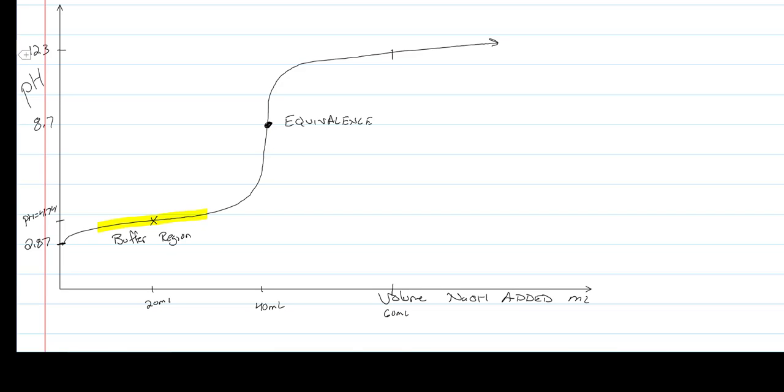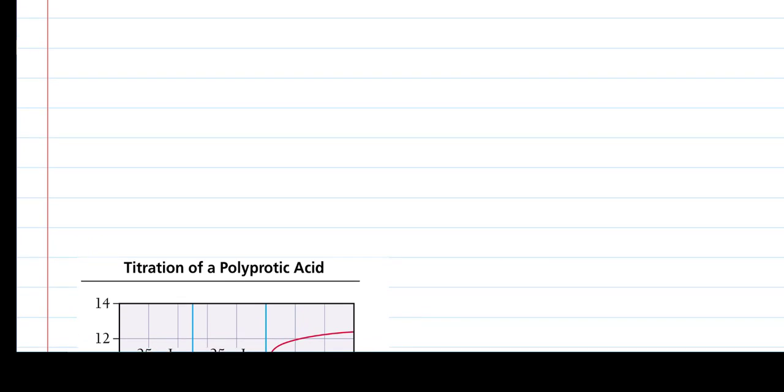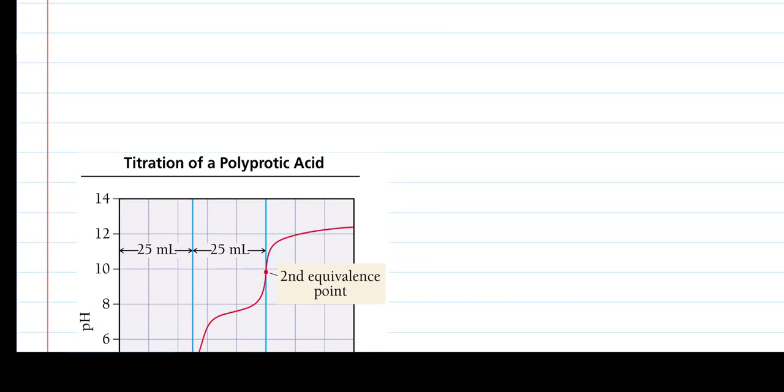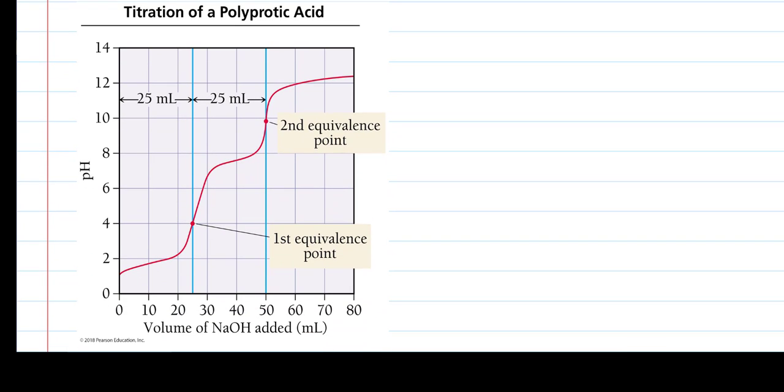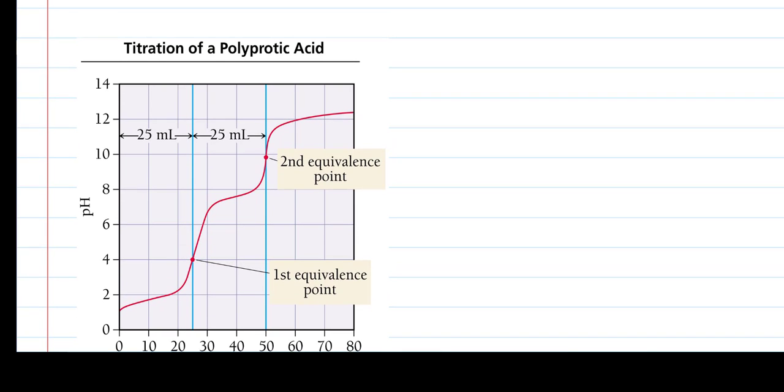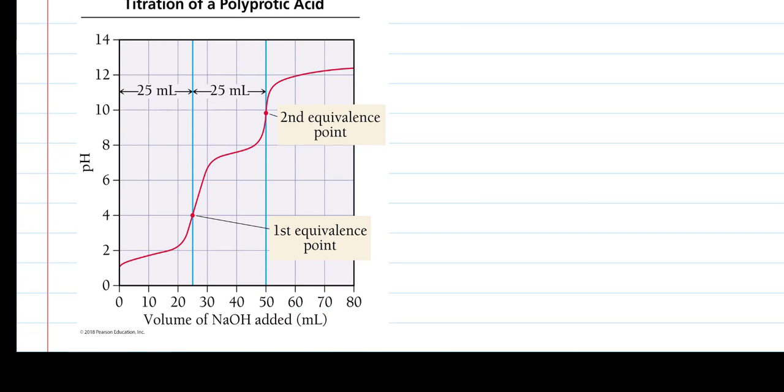Now I do have a polyprotic that I keep flipping to, and a polyprotic is very similar to a regular titration, except there's 2 equivalence points. And the first equivalence point is half the volume of the second equivalence point. We don't do much with this, but it's there. So let's recap this.